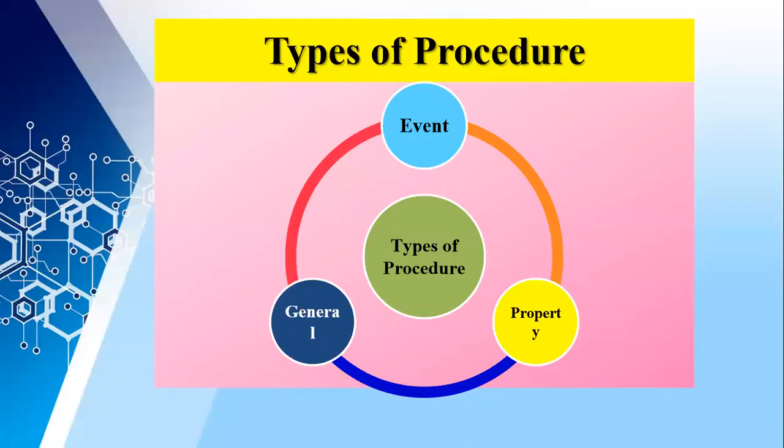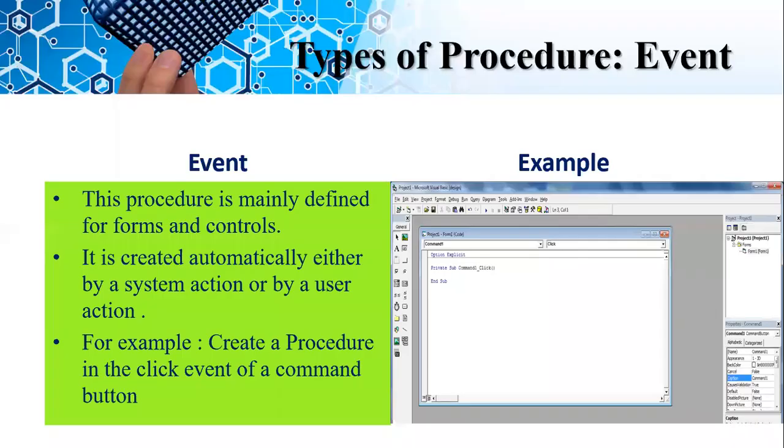So how many types of procedure can we use in Visual Basic? In Visual Basic, we can create three basic types of procedure. The first one is event, the second is property, and the third one is general procedure. These are the basic types of procedure which we can create in Visual Basic programming. Now let's start with the event.